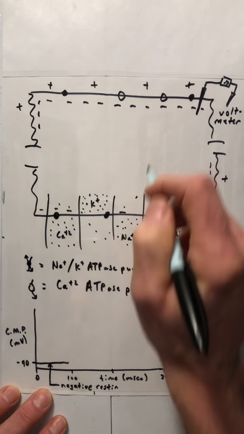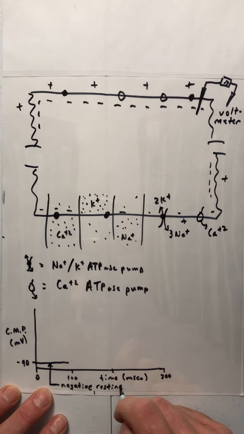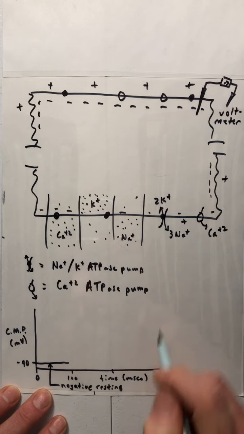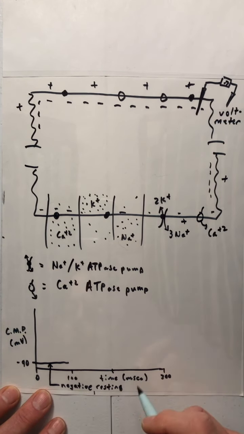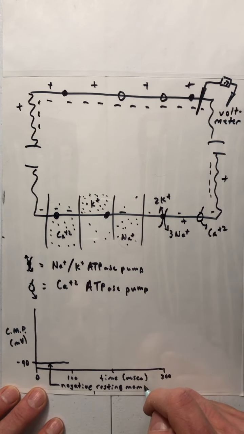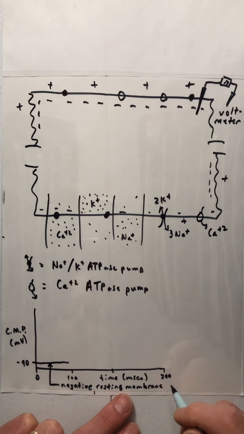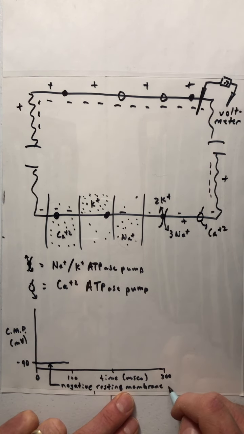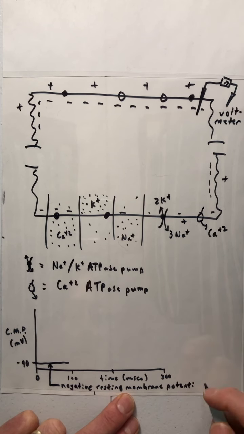Negative because it's relatively more negative on the inside. Resting because the cell is at rest, it's not undergoing an action potential yet. Membrane because the difference in charge, the potential, is across the membrane. And the word potential because it represents potential energy. So we have a negative resting membrane potential of about minus 90 millivolts.